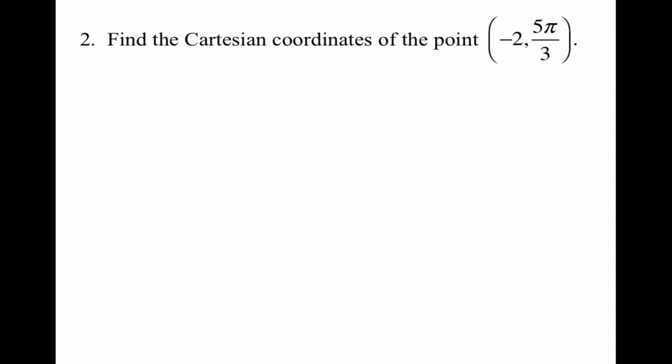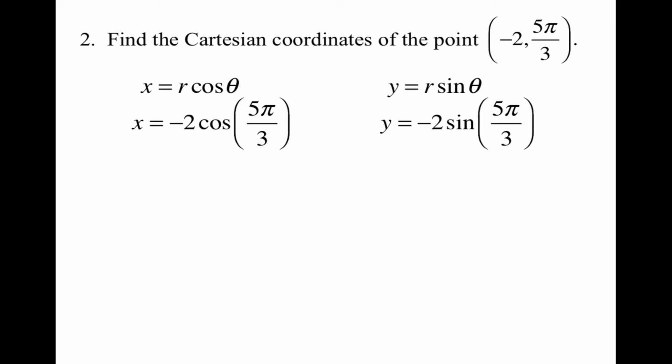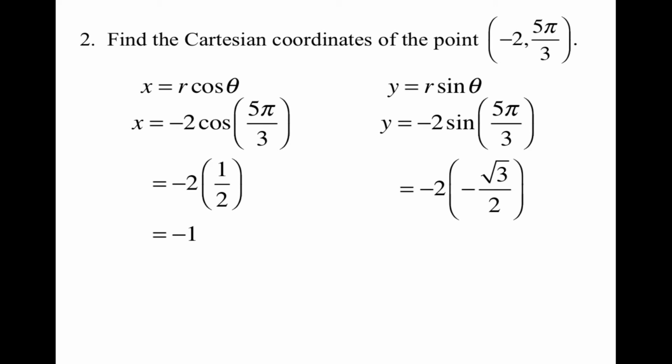All right, why don't you go ahead and try this one on your own. Find the Cartesian coordinates of the point -2, 5 pi over 3. All right, let's see how you did. So we have x equals the radius cosine theta and y equals the radius sine theta. So once I plug in the radius and the theta and reduce, I get that x equals -1 and y equals square root 3. So therefore my Cartesian coordinate is -1, square root 3.